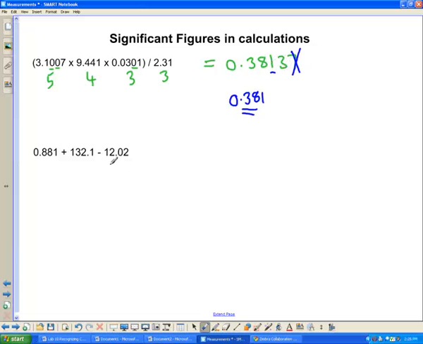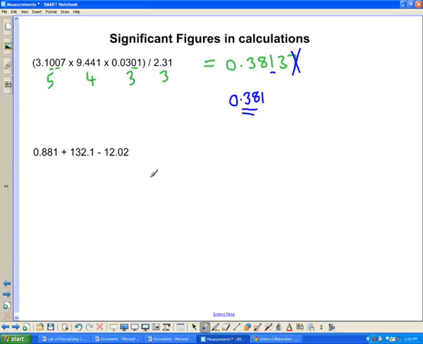Now when we're dealing with addition and subtraction, significant figures is not what we're looking for. It's decimal places, in fact. We have to show the answer of an addition and subtraction problem to the smallest number of decimal places, and so for that reason it actually helps to write a question like this out in a slightly different way.